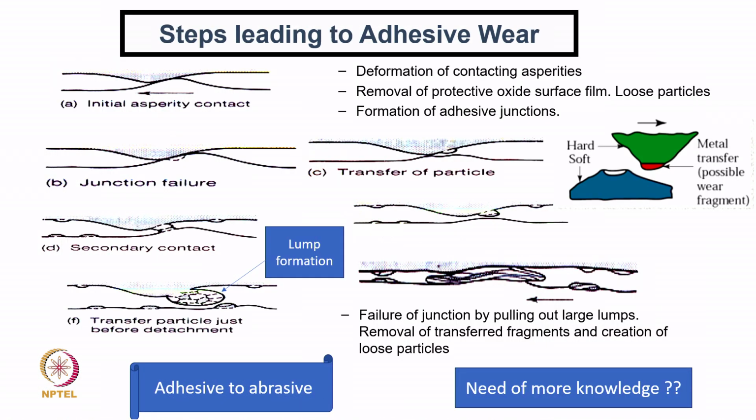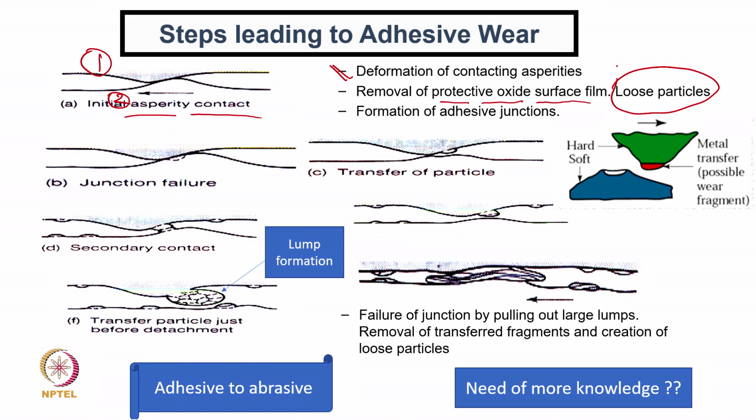Now, if we require more knowledge, naturally we need to make some hypothesis. What is the hypothesis? Two metals come into contact, there is a metal 1 and a metal 2, and there is asperitic contact, because the metals need to be supported on some mechanical support. So, there will be asperitic contact. What will happen at the asperity? There is a possibility of deformation of the contacting asperities, there may be plastic deformation, elastic deformation, and if there is relative motion, the contaminated layer, that is the protective oxide surface layer, may get removed. Quite possibly, loose particles may be generated.